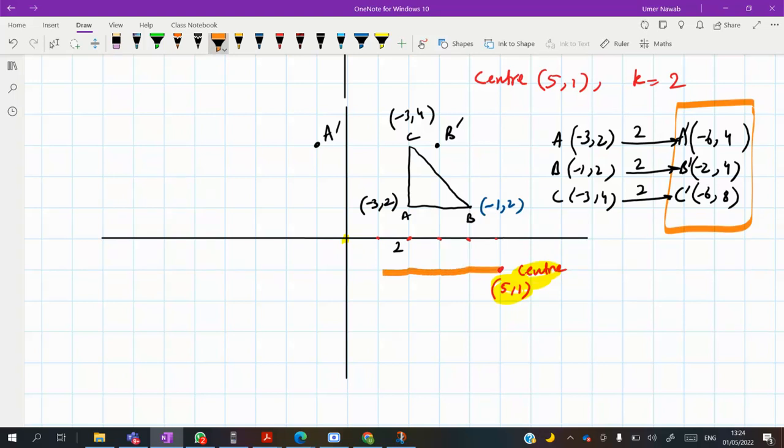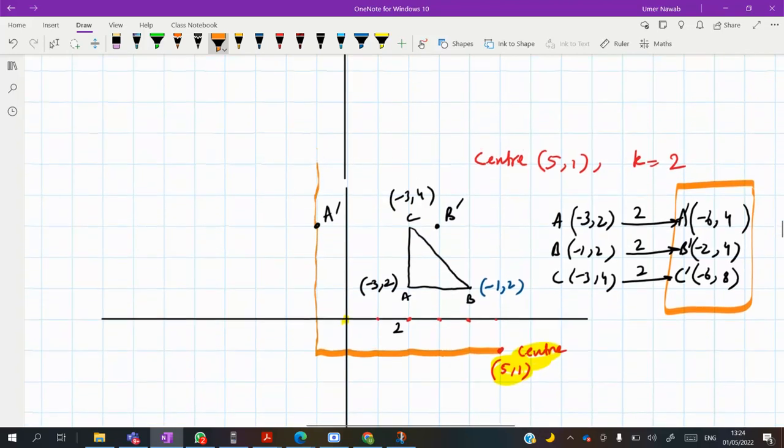1, 2, 3, 4, 5, 6. 1, 2, 3, 4, 5, 6, 7, 8. So I reach here. This is my third point, C dash, which is minus 6, 8.